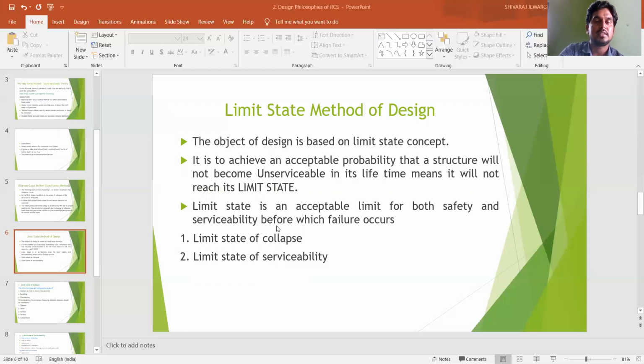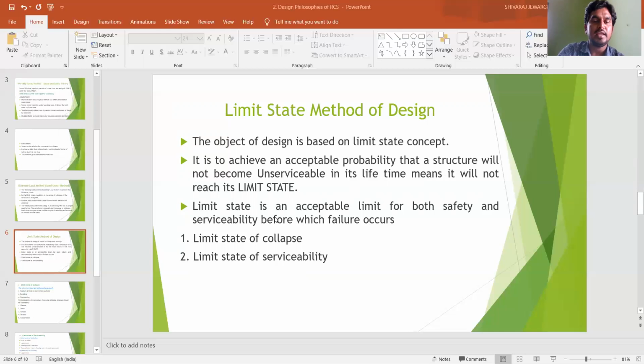According to this method, the limit state is an acceptable limit for both safety and serviceability before which failure occurs. The one main thing considered in this method is both the strength and serviceability parameters. Here, the strengths are underestimated and the loads are overestimated.